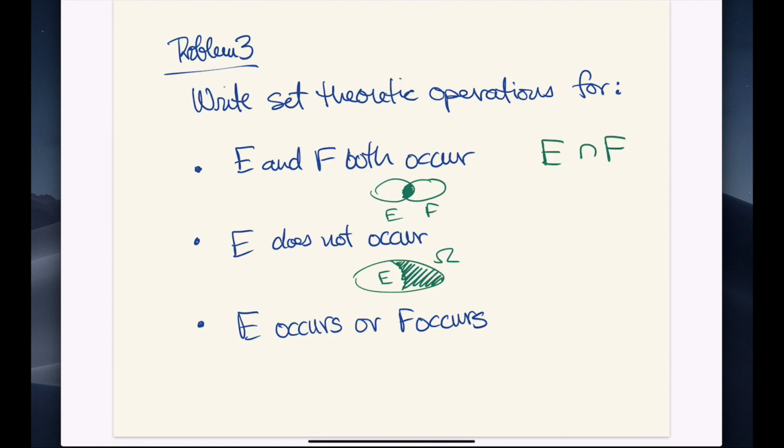The event that E did not occur is the event that the outcome which did occur falls outside the event E. In set theory language, we would write this as omega without E, or E complement. Finally, the event that E occurs or F occurs is the event that the outcome that actually occurs is either in E or in F. And in set theory language, we call that the union.